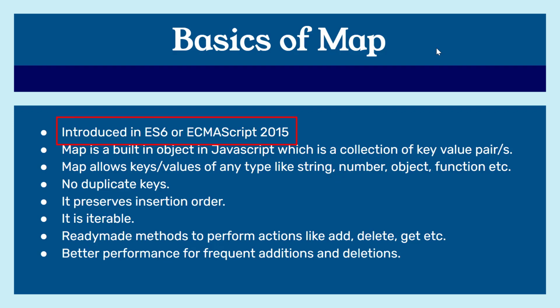So map was introduced in ES6 or ECMAScript 2015. Basically, map is a built-in object in JavaScript which can be used to store key value pairs. For example, we can have a key like first name and we can assign a value Amod. Similarly, we can create multiple keys and assign values to those keys, and everything we can store into a map. So we can call a map is a collection of key value pairs.